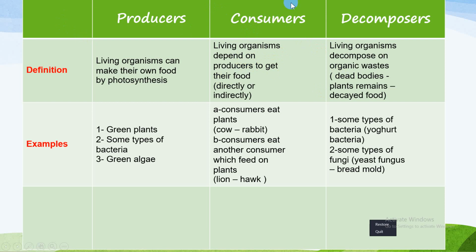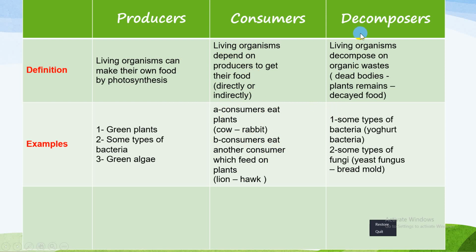Like what? Like the human, we are consumers, we can eat the plant, so this is direct. But we can also eat animals which eat the plant, so I will call it indirect. So we depend on the producers in a direct or indirect way. Consumers eat the plant, like the cow and rabbit, but some consumers eat other consumers which feed on the plant.